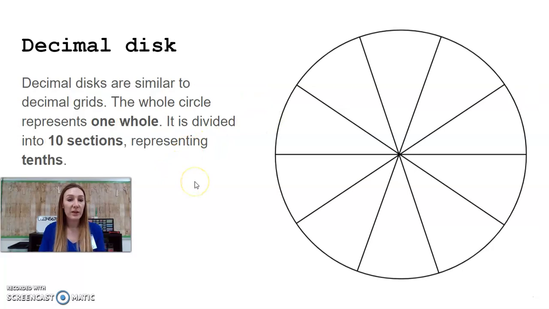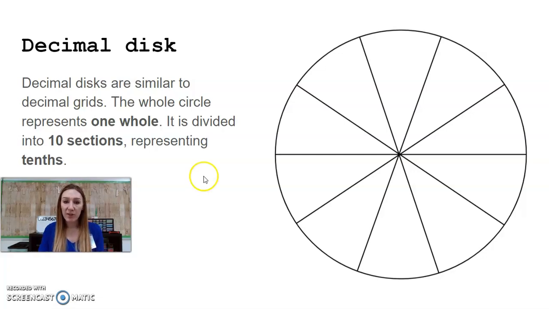A decimal disc is similar to a decimal grid. The whole circle represents one whole. So imagine you have one whole, looks like a pie, doesn't it? So we're going to pretend this is one whole pie. It is divided into 10 sections representing tenths.